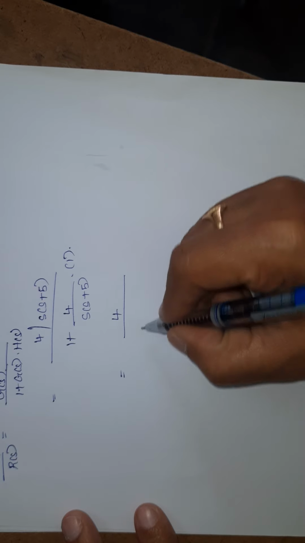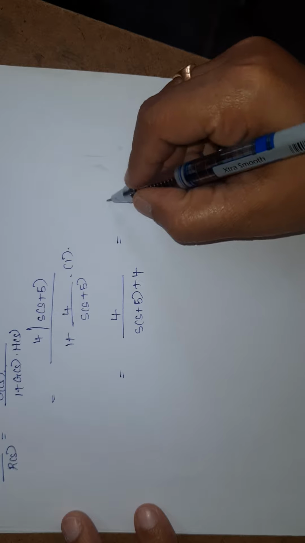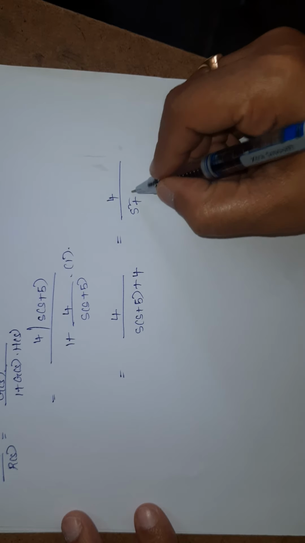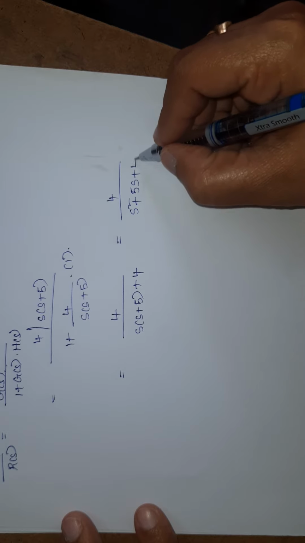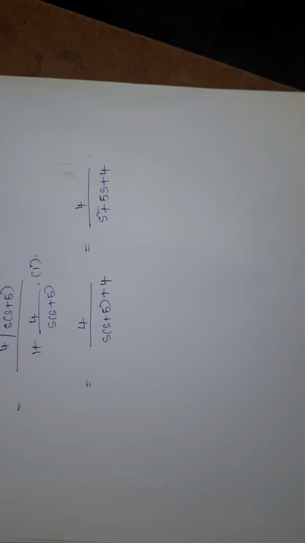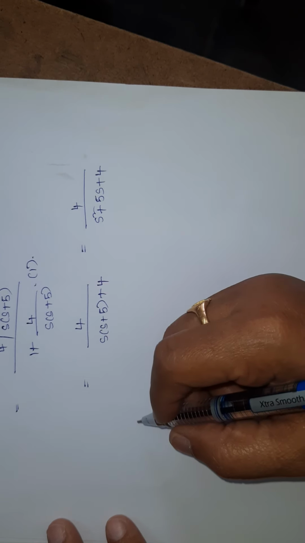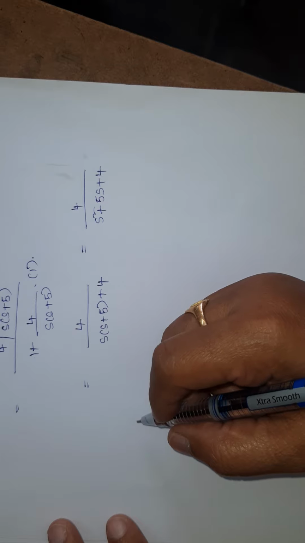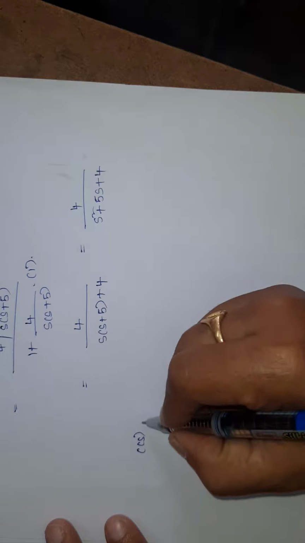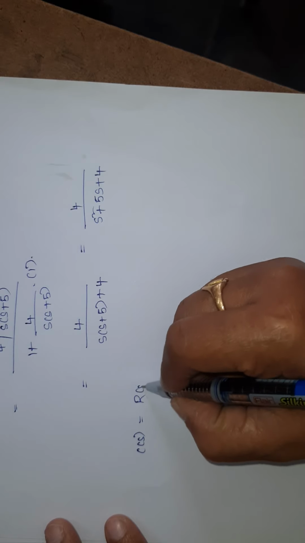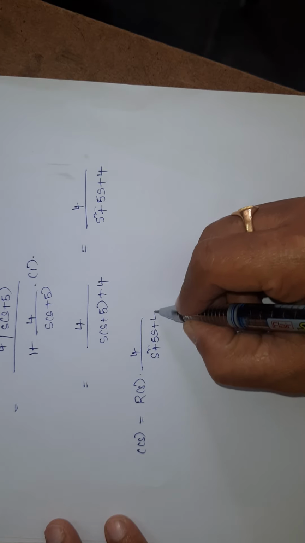I will get 4 by s into s plus 5 plus 4. So here 4 by s square plus 5s plus 4. Okay. So this is C of s by R of s. And what is R of s? R of s is 1 by s. So C of s is equal to R of s into 4 by s square plus 5s plus 4.